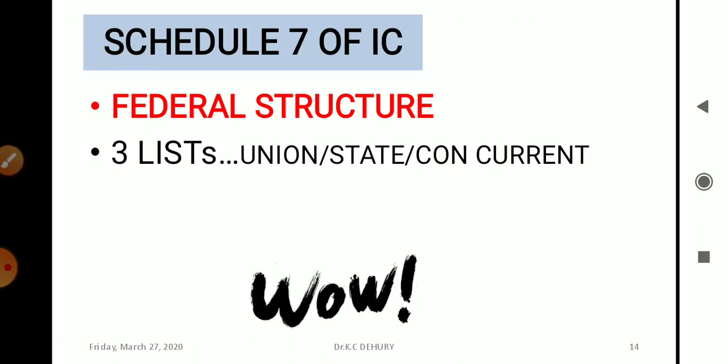So the center asks the state government to enforce the provisions of the act through advisories, like through its health ministry. So center-state relations exist here.